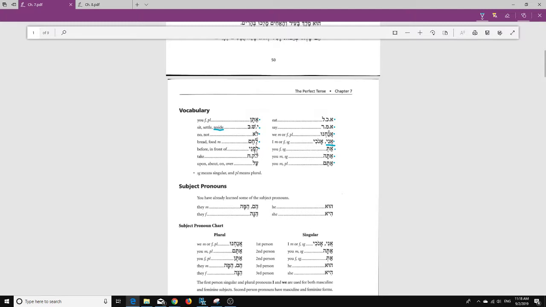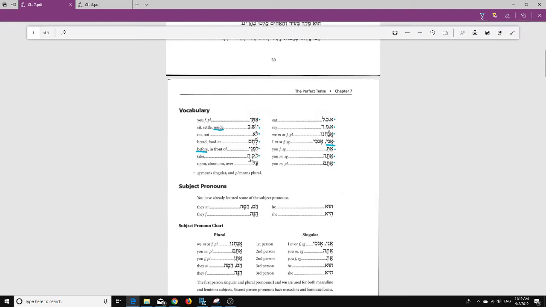Lifnei, notice there's no dagesh lene here in the pe, so that's an F sound. Lifnei, before, in front of. Literally, this is that inseparable preposition, the lamed. This means to the face of. So literally, that's what it means. But then we take a more colloquial track with it, and if it's to the face of something, it means it's before it or in front of it.